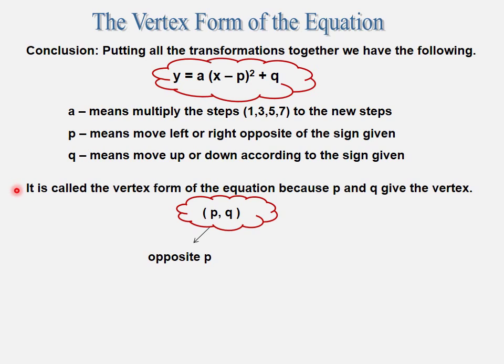And this version of the equation of a parabola is called the vertex form because P and Q, whatever numbers P and Q are, give the actual vertex point. But P will be opposite of what's inside of here. So if you're writing a vertex, remember that we write two numbers like this with a comma inside brackets, and you would get that vertex from what's inside of the bracket, opposite the sign, and the last number here. So let's have a look at an example.